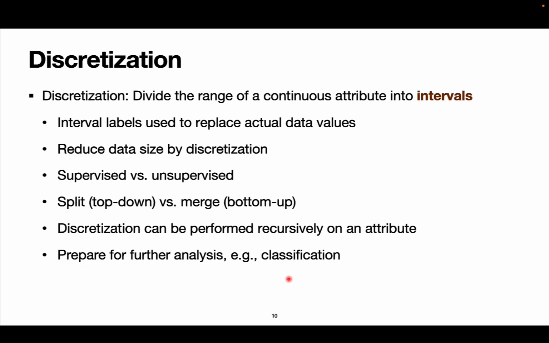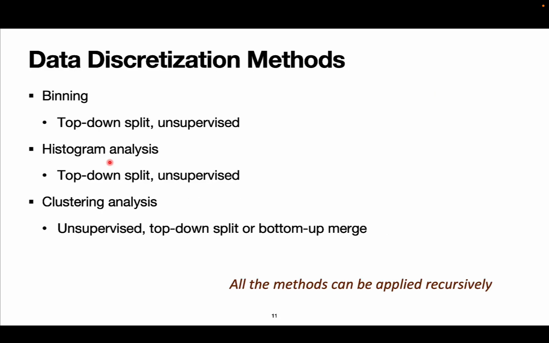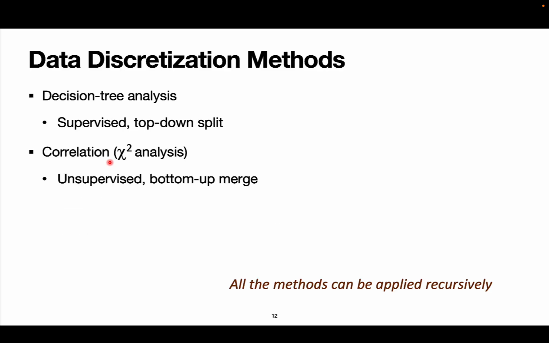Discretization means that we're going to divide a continuous range of values into intervals because working with intervals is much easier. We can do summaries, identify the upper end, lower end, the middle, and it's a form of data reduction. There are multiple methods to perform discretization. We will go over binning, histogram analysis, clustering, decision trees, and correlation analysis.